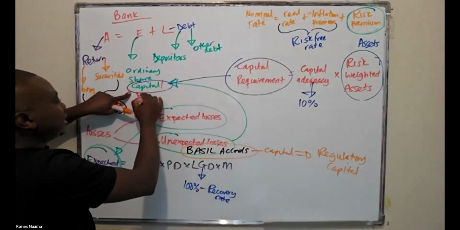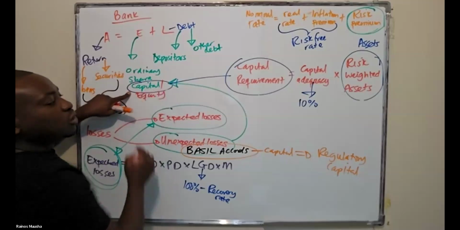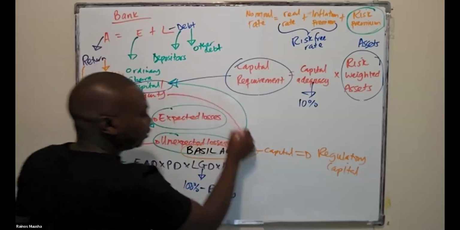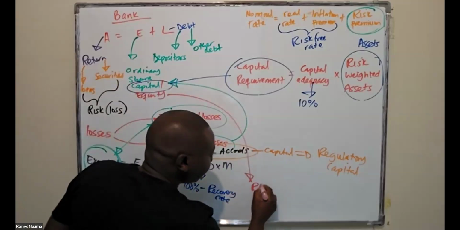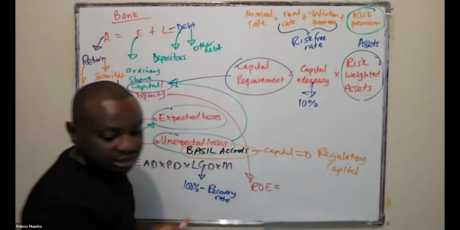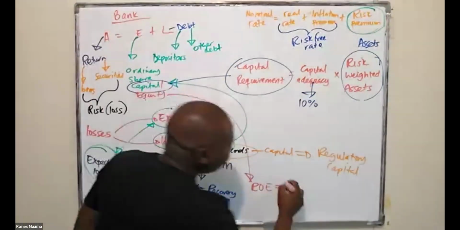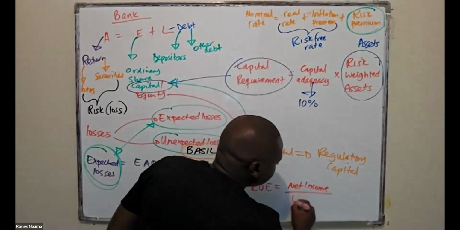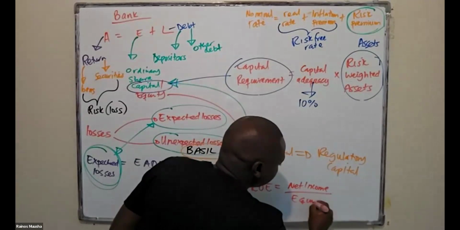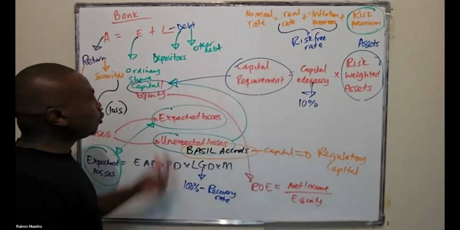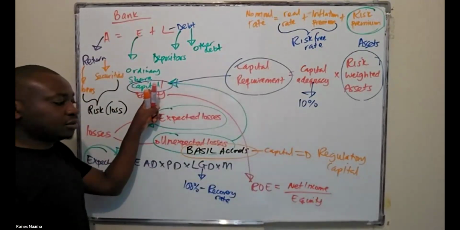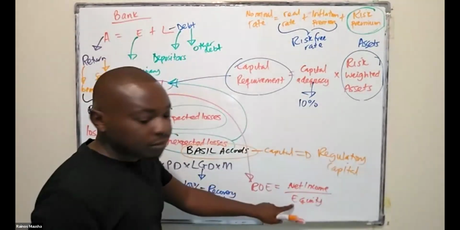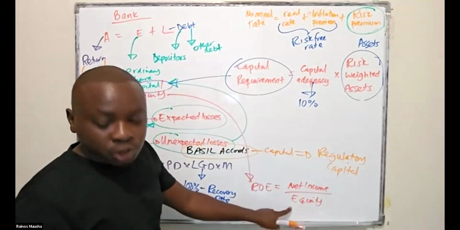So your capital in this case is also referred to as your equity. So your return on equity is given as your net income divided by the value of equity. So your return on your capital is given as your net income divided by the value of equity.